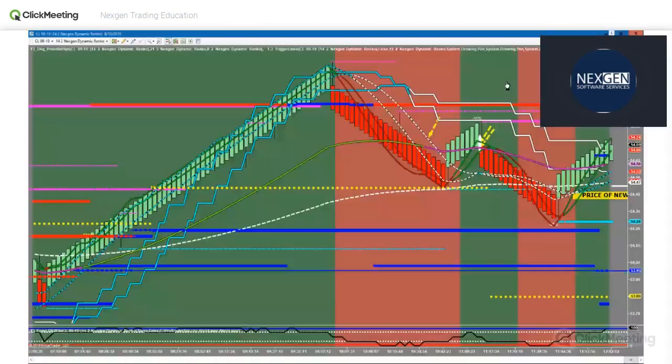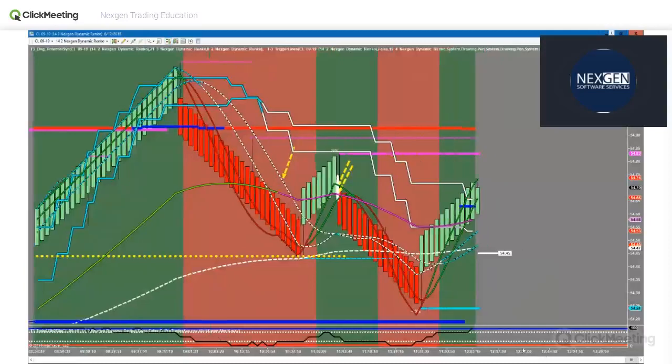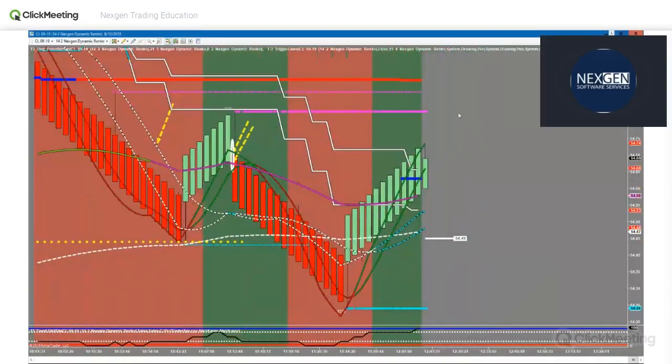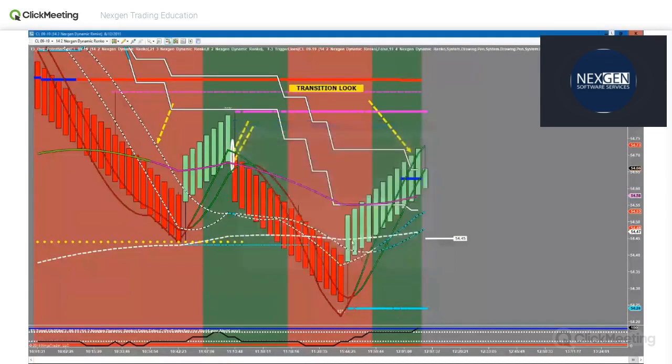And again, now we're moving into a better look for trend trade longs. See how we're starting to move into a transition look? So we get one and done on some long trades.